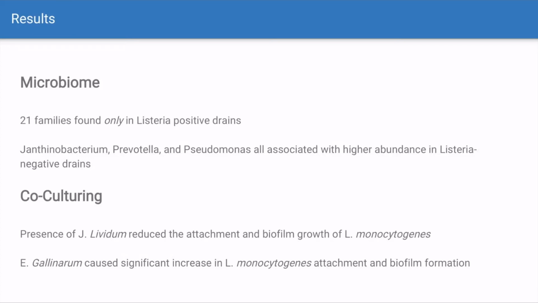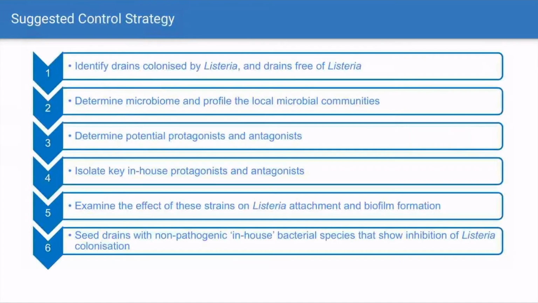So what's this telling us? This is telling us that the influence of the broader environment and all the other bacterial species that live in different parts of the production facility actually have a massive effect on the prevalence of pathogens that we're trying to control. So again, it suggests a control strategy that we can use.